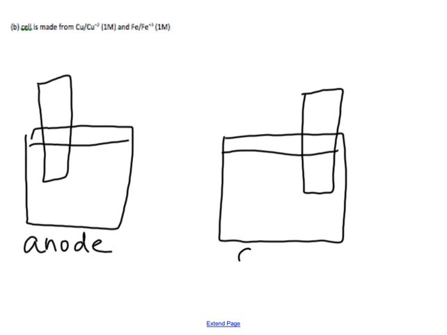Perfect. They don't tell us what's oxidized and what's reduced. They're just saying, hey, here's a bunch of stuff, make a battery. Well, what are some things we have to take into consideration? What do we want this battery to have? We want it to be spontaneous. We want it to have a positive E.